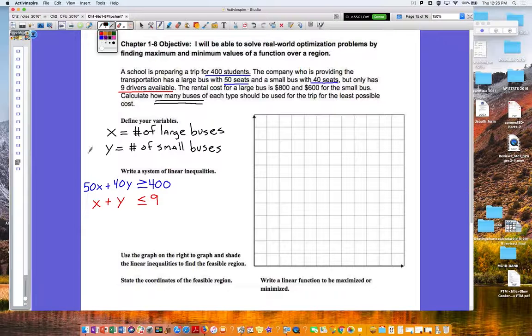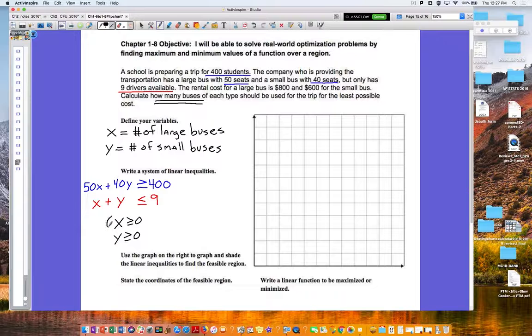Now the last 2 constraints that I ask my students to write deal with hidden constraints, meaning they're not specifically stated in the problem, but come from logical or deductive reasoning, and that is you can't have negative buses. So both x and y have to be greater than or equal to 0. So now I have my inequalities, and it says to graph and shade the linear inequalities to find the feasible region.